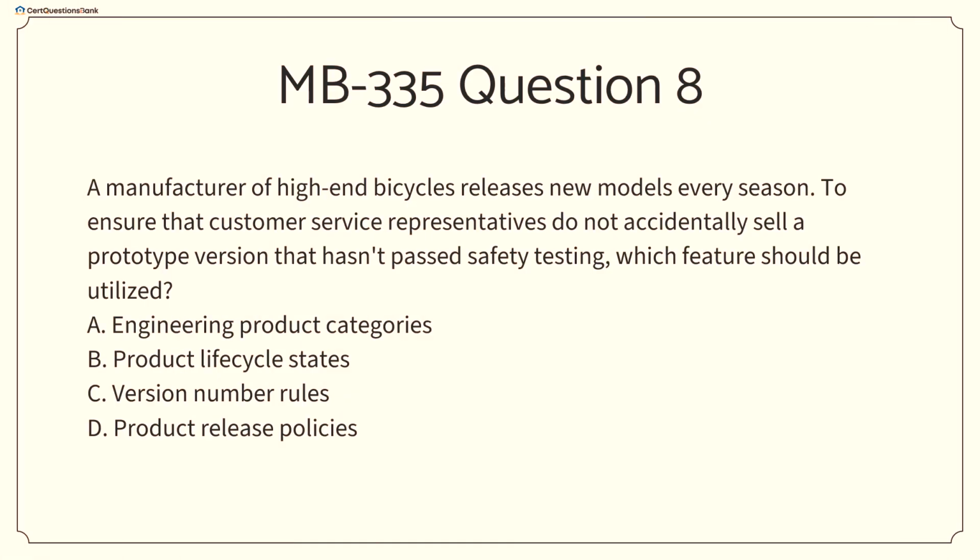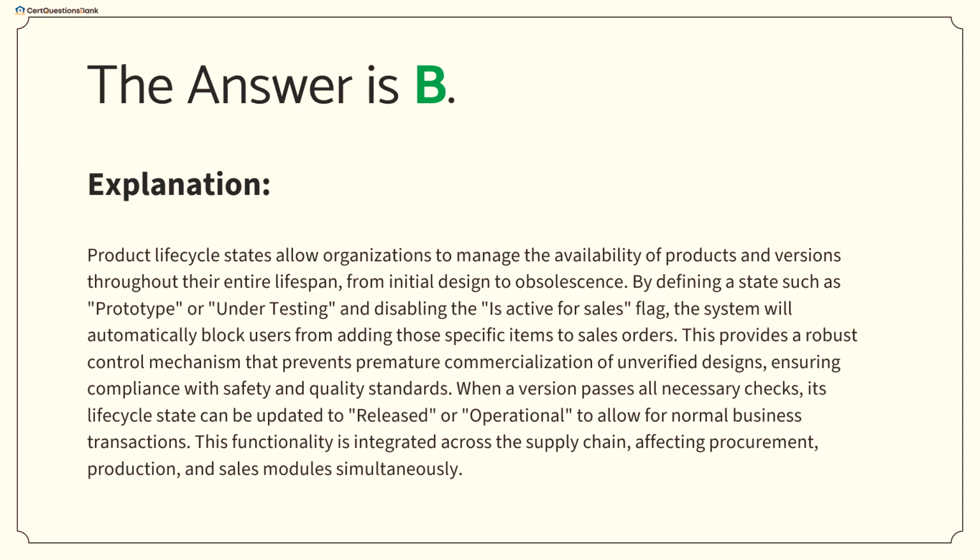A manufacturer of high-end bicycles releases new models every season. To ensure that customer service representatives do not accidentally sell a prototype version that hasn't passed safety testing, which feature should be utilized? A. Engineering product categories. B. Product life cycle states. C. Version number rules. D. Product release policies. The answer is B.